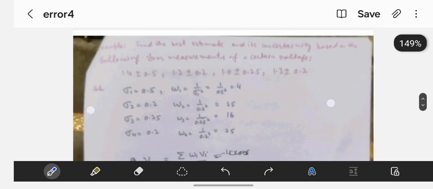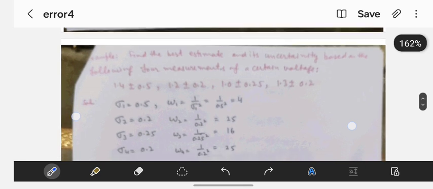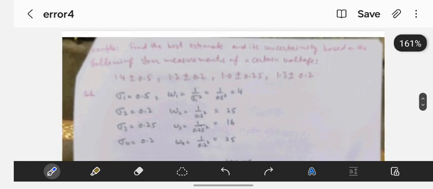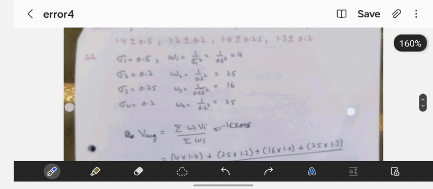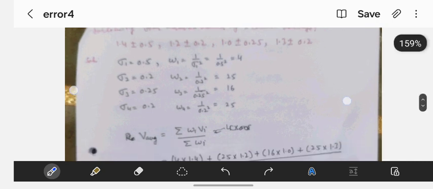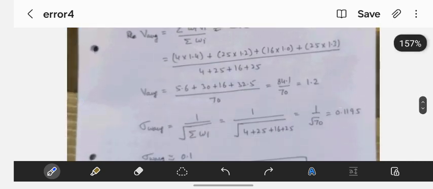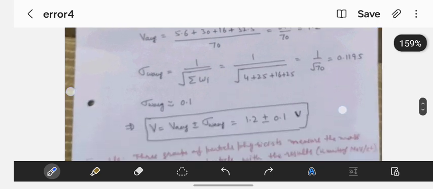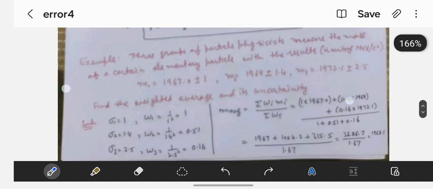There is one more question. Find the best estimate and its uncertainty based on the following four measurements of a certain voltage: 1.4 plus minus 0.5, 1.2 plus minus 0.2, 1.0 plus minus 0.25, 1.3 plus minus 0.2. So we get the errors, and that's why we can calculate the weight, that is 1 upon sigma 1 square, sigma 2 square, sigma 3 square, sigma 4 square. And then we use the formula, we get the value, and again we can calculate the sigma average also. We can write the net V.